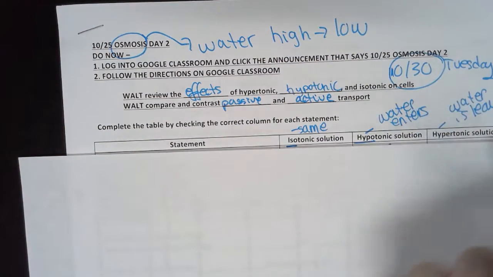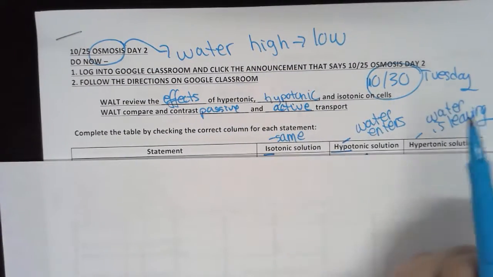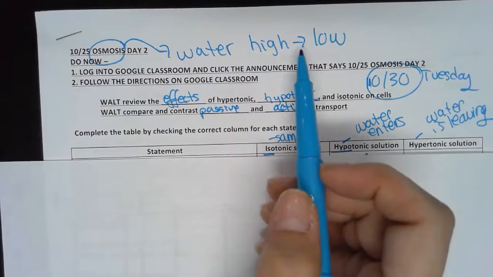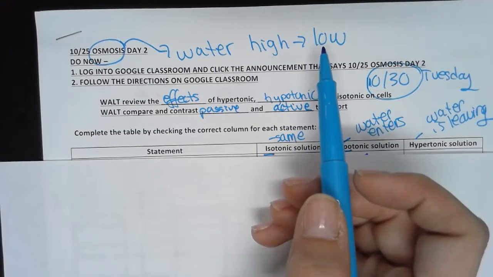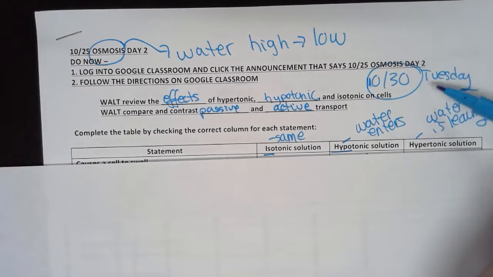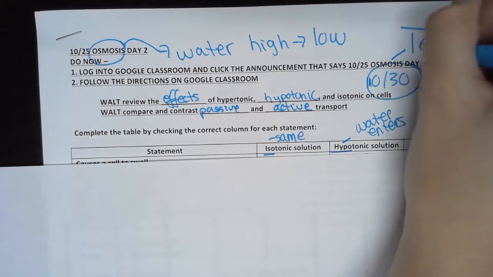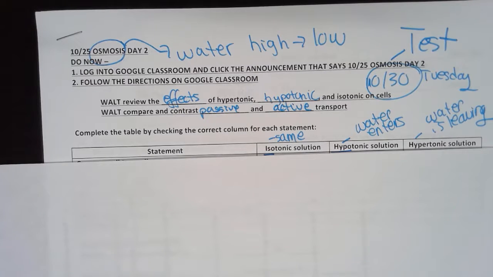Today we're going to be continuing our discussion about osmosis, which is the process of moving water high to low. This is our last topic that's going to be included in your cell transport test on Tuesday, October 30th. You have a test Tuesday, October 30th. It's going to be about passive transport, active transport, the cell membrane, and osmosis.